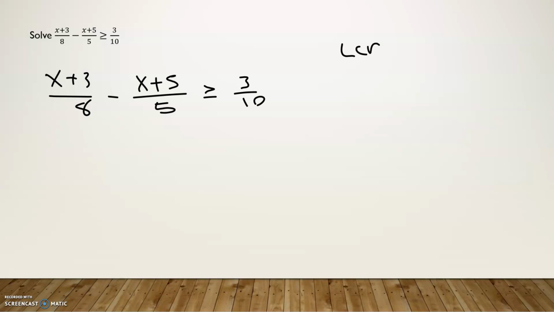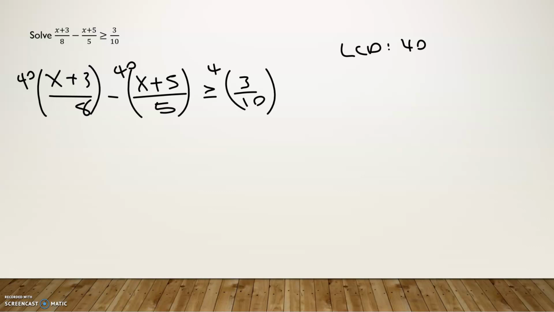Again, I'm going to look for the LCD. A number I can get 8, 5, and 10 to looks like would be 40. So for each term, I'm going to multiply by 40, so I can cancel out those fractions. Cancel out an 8, 8 here, I'm left with a 5. Cancel out 5 here and here, I'm left with an 8. Cancel out a 10 here, and I'm left with a 4.